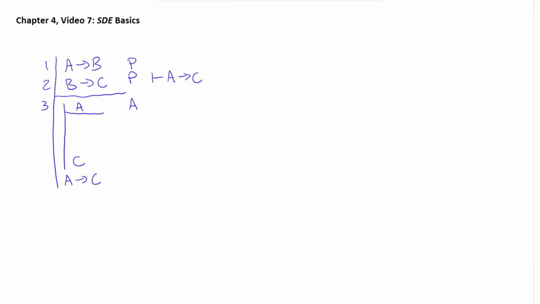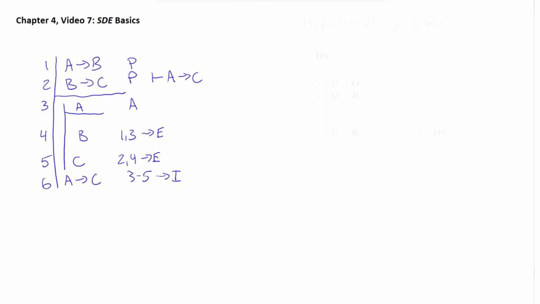Now it's actually just 2 steps to get there. With 1 and 3, we can get B by arrow elimination. And then with 2 and 4, we can get C by arrow elimination. And that quick little subderivation, of course, 3 through 5, gives us A arrow C by arrow introduction. But again, this is such a natural and familiar pattern of inference, and a useful one, that it might be nice to have a shortcut rule for it.